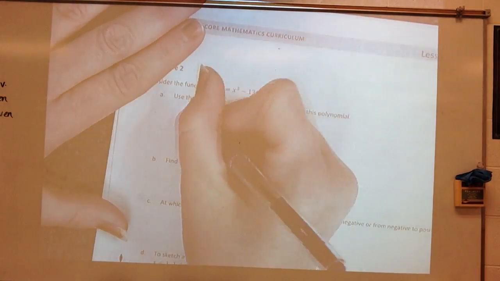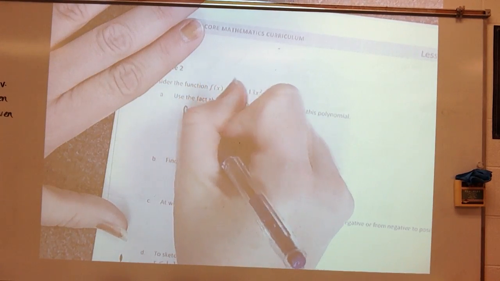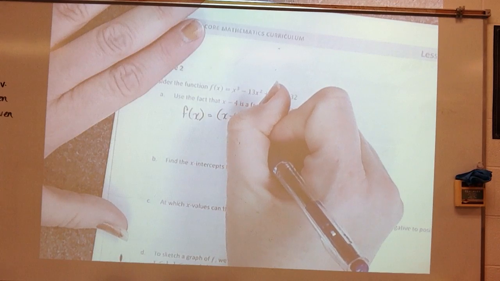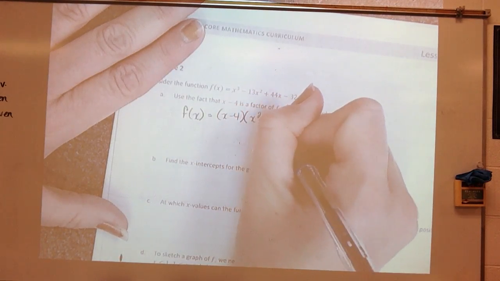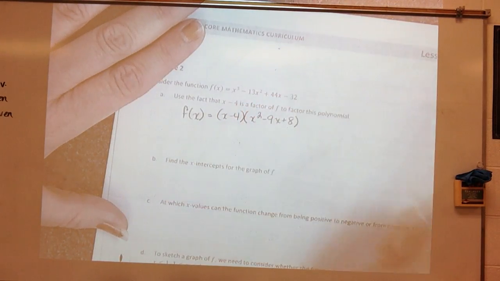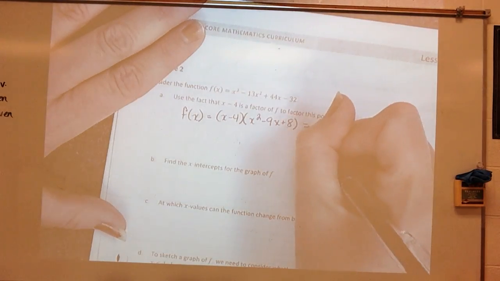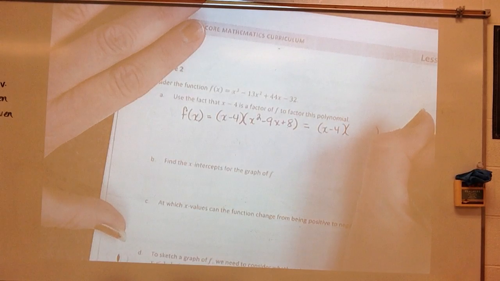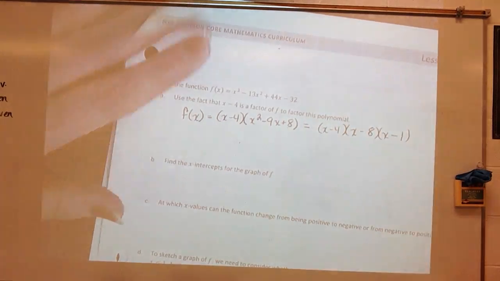But if I do this, I get f of x is equal to, I'm using the factor of x minus 4, and I get x squared minus 9x plus 8. All right, which then factors into x minus 4, x and x, 8 and 1, and they're both negative.